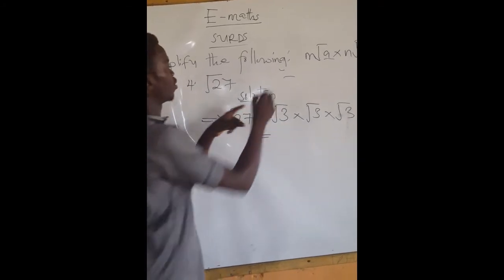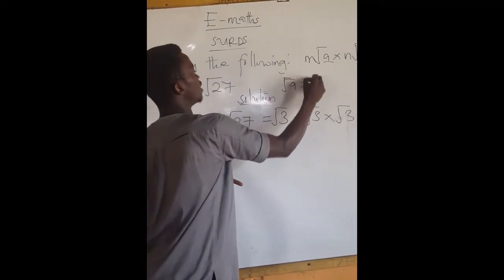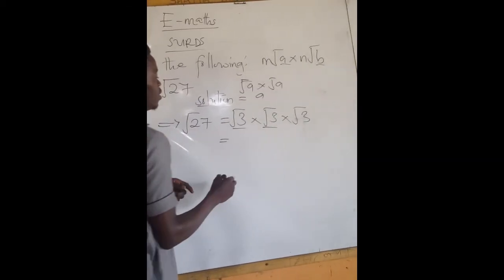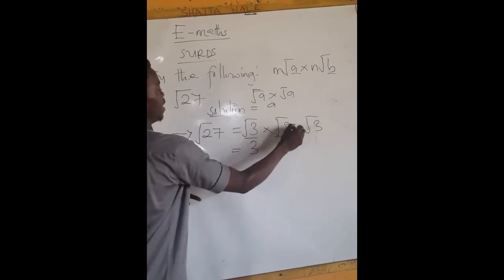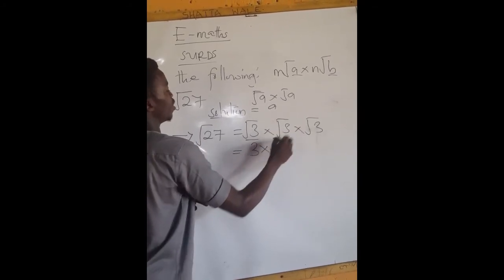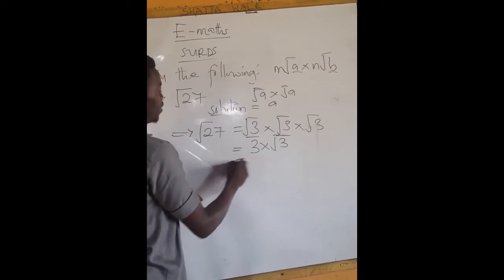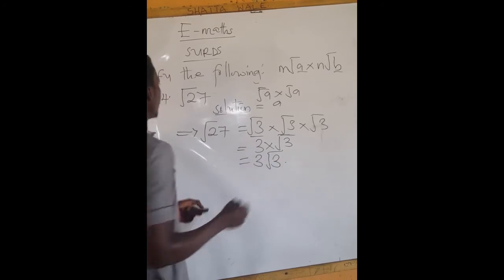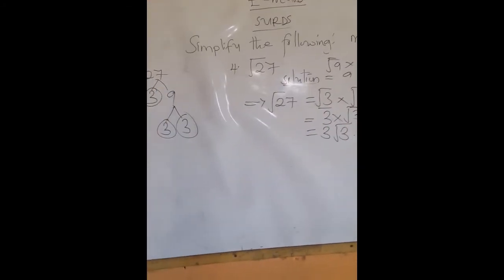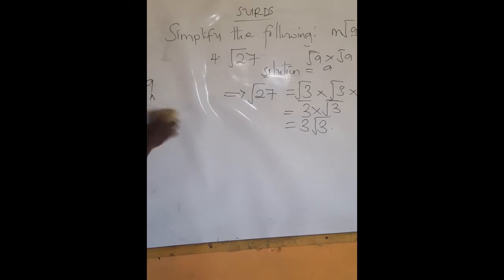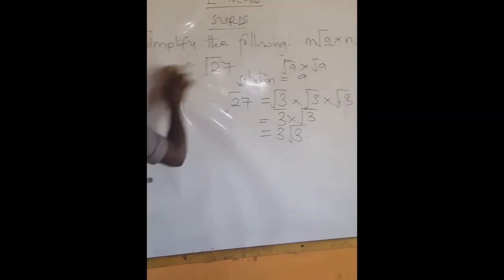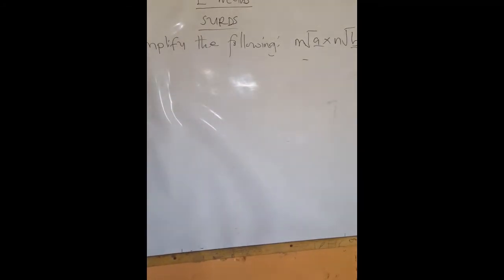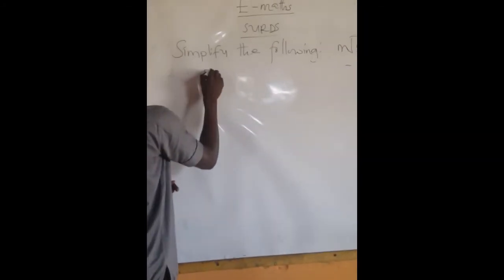Now by the first law, if you have root A multiplying with root A, the answer is what? A. We have root 3 multiplying with root 3, so this is going to give us 3, then times your root of what? 3. So 3 times root 3 gives what? 3 root 3. Now to our last and final example. That's example number 5.